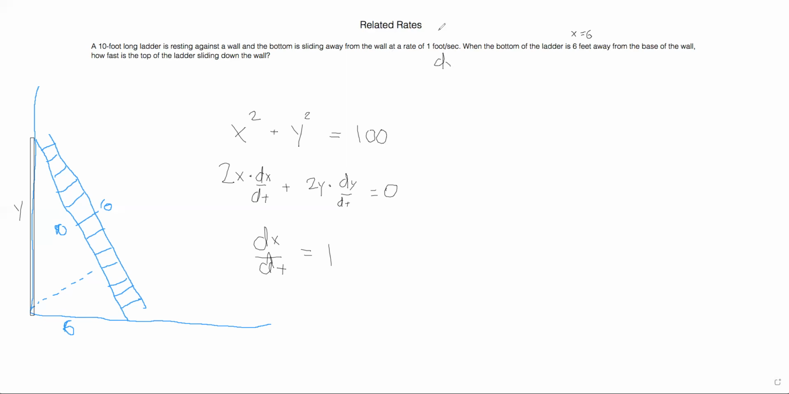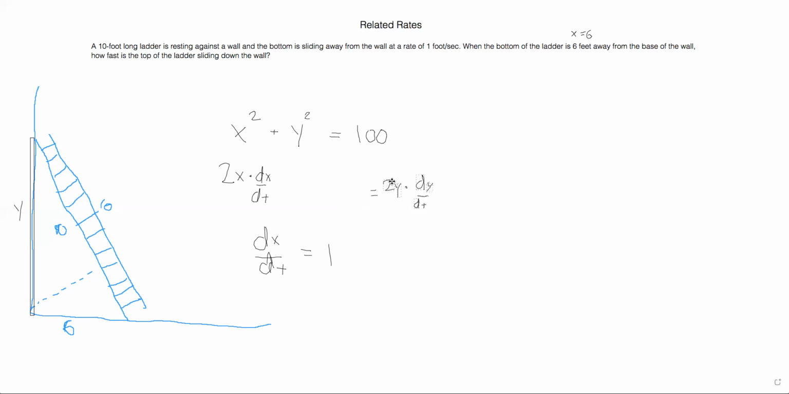And then what else we have is this rate information right here. Yeah, we already have that. dx/dt is 1. So we're going to plug things in. I want to solve for dy/dt. So I'm going to move this to the other side by subtracting it. It's going to become negative. Can we just move 12?